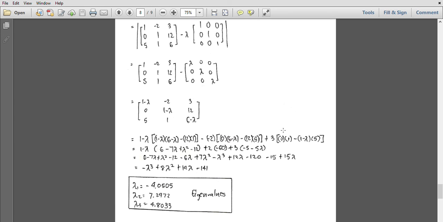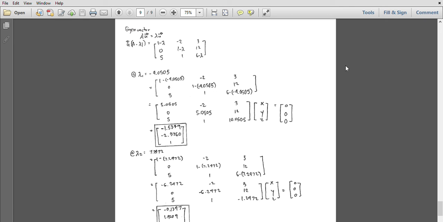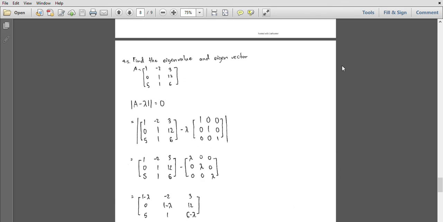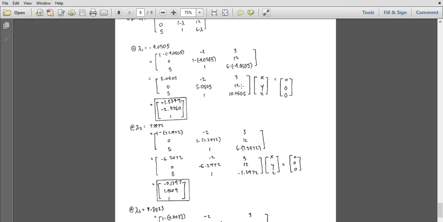Then we find its determinant. Then we simplify. So we find its eigenvalues, and these are the results. Finding the eigenvector. We're just going to use the eigenvalues and substitute them for lambda. And also, I use a calculator to easily get the eigenvector by just typing this matrix, and as well as the eigenvector.